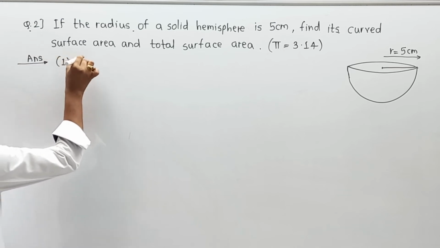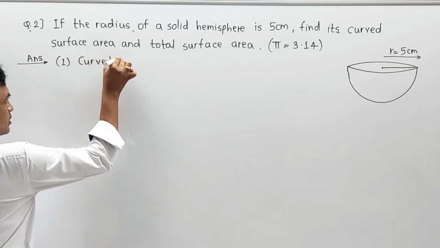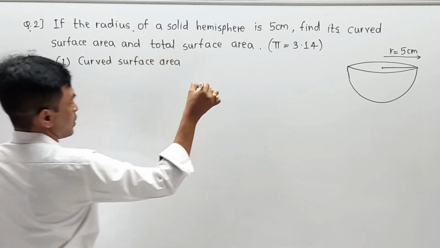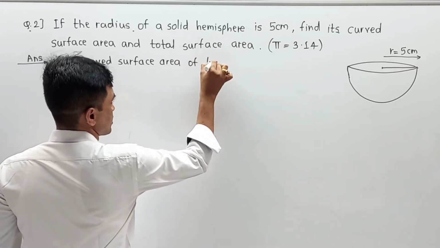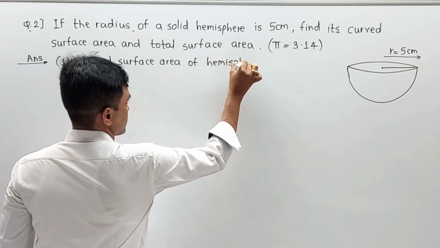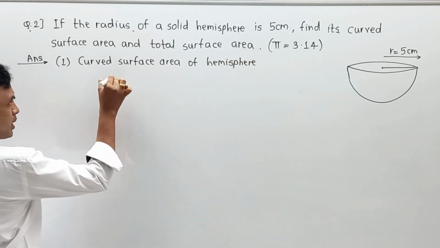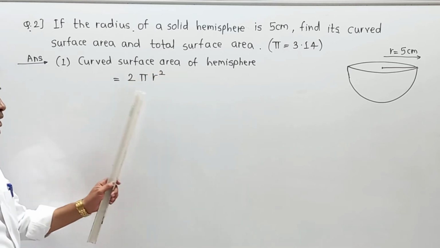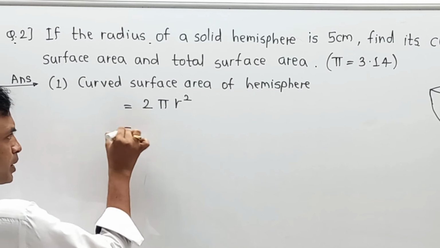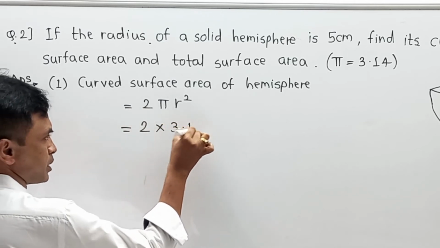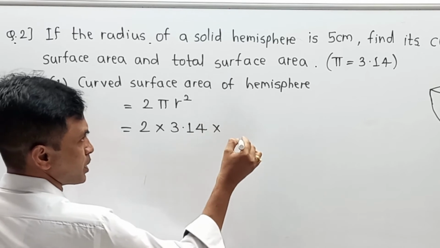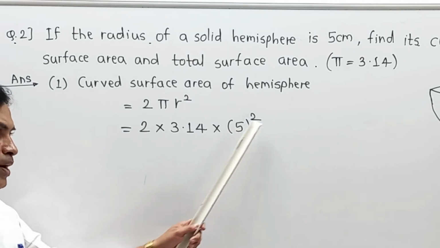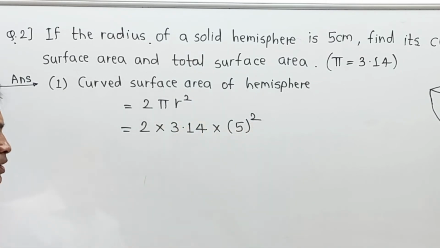So for the answer, first part is curved surface area of hemisphere. Formula is 2 pi r square. Now step by step I am putting in the values and doing the needful calculation. So the part is 2 pi, mentioned as 3.14, into r square. R is nothing but 5 centimeters, so 5 square. Now remember, 5 square is 25, 25 into 2 is 50.